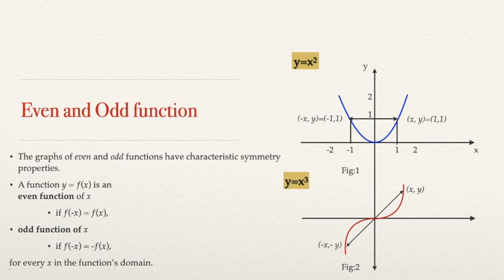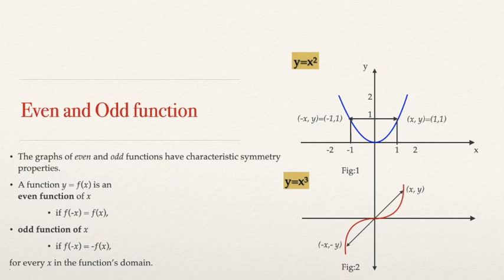Let us study even and odd function. The graphs of even and odd function have characteristic symmetry properties. A function y equal to f of x is an even function of x if f of minus x equal to f of x. Odd function of x if f of minus x equal to minus of f of x for every x in the function's domain. So we can think of an even function as a machine where whenever you feed, say, x equal to 1 or the negative of the same value, that is x equal to minus 1, we get the same output.